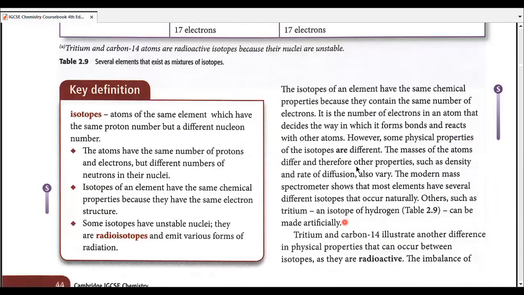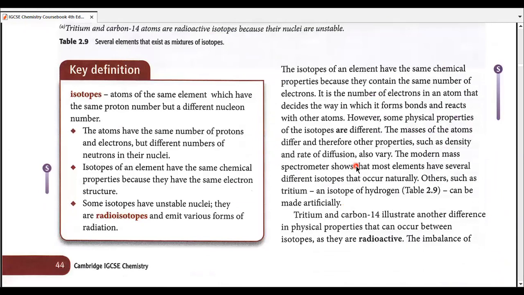All right. So let's go and define isotopes and some important related points about them. I'm going to go with the key definition box at the bottom of page number 44. Isotopes. What are they? Atoms of the same element. They have the same proton number but different nucleon number. That's one way of defining it. The other way of defining it is in the first bullet point. Atoms have the same number of protons and electrons but different numbers of neutrons. Both of these are considered as two different definitions of isotopes. Both are correct. Both are going to get you good marks.